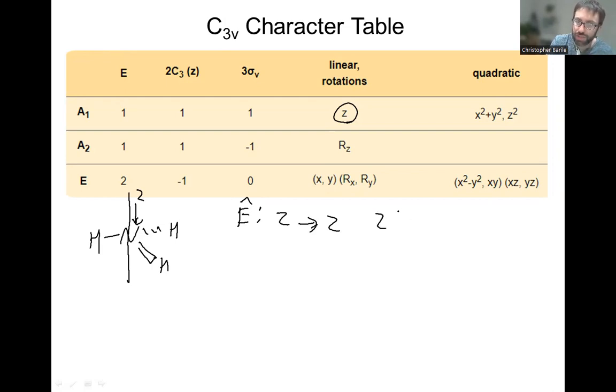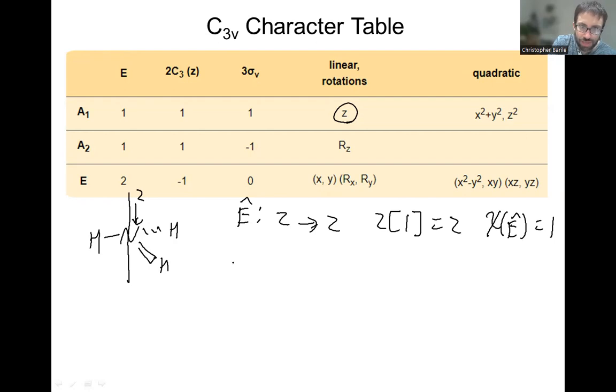And if we think about the matrix that represents that, that would be just a 1-by-1 matrix with a 1, right? That takes Z into Z. And we take the trace of the matrix, the sum along the diagonal, and that's how we get the character of the matrix. We use this symbol chi just to mean character. But the character for E is therefore going to be 1.